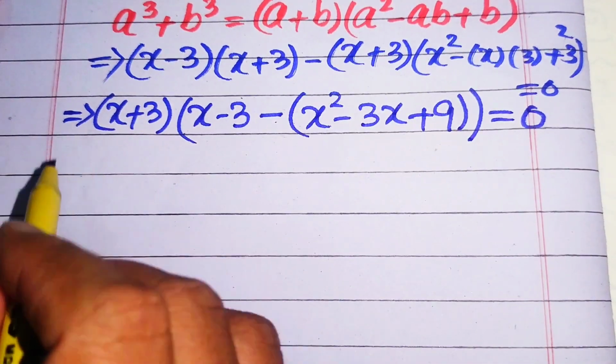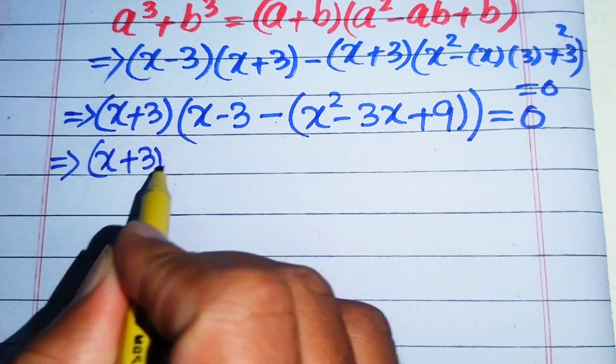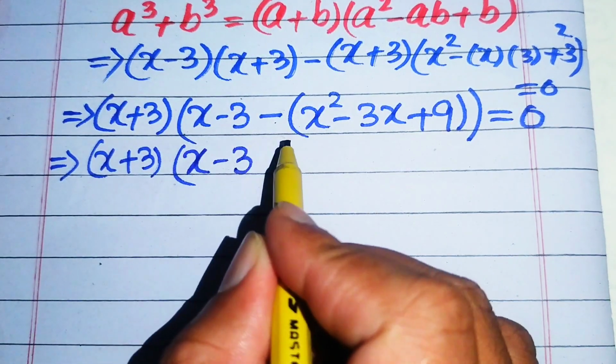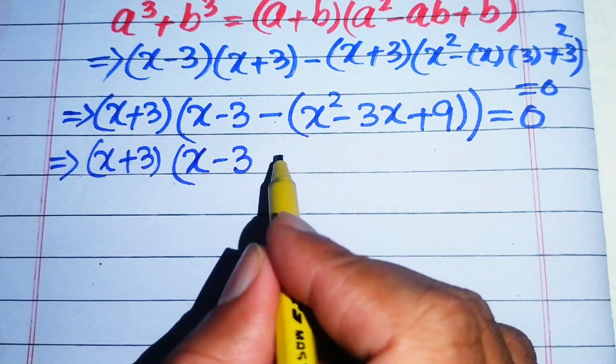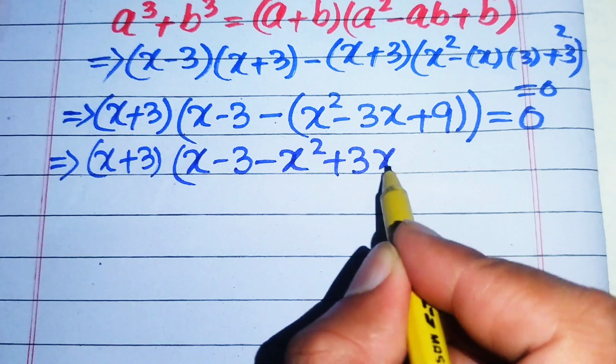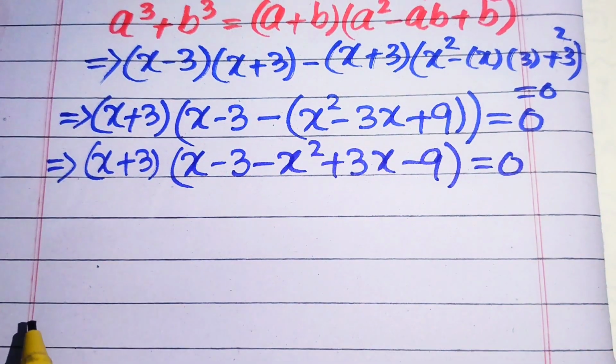Now here we need more simplification, and we write it as x plus 3 times, this is x minus 3, and we multiply this minus sign on each term, and it is written as minus x squared plus 3x minus 9, and this whole equation equals 0.